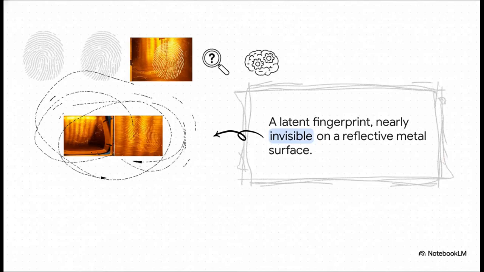And this right here, this is what we're talking about. A latent print left completely by accident. It's partial, it's smudged, and it is just full of noise and interference from the surface itself. Trying to analyze this, it's incredibly difficult.